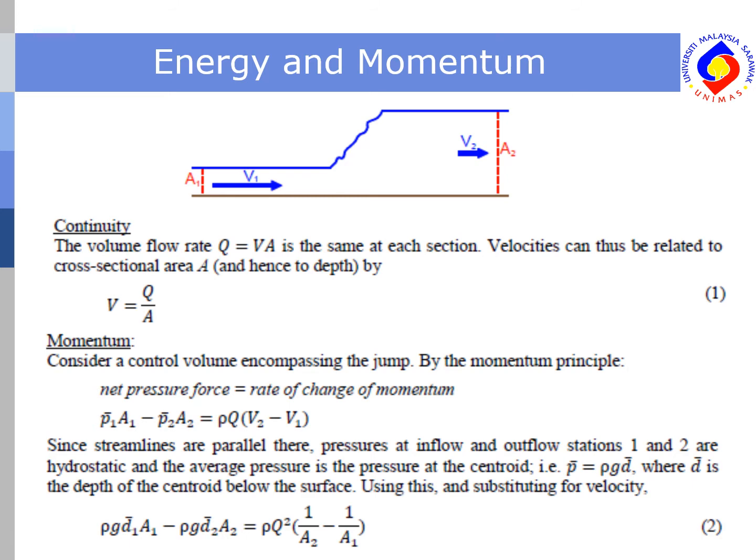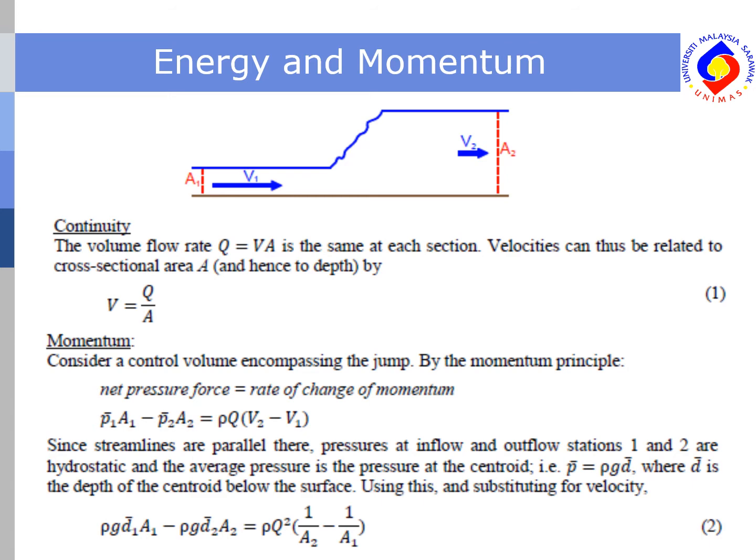This figure here shows the profile for an example of rapidly varied flow. In this profile, at section 1, A1, the flow is much faster and is under supercritical flow, while at section 2, A2, the flow becomes subcritical with the slower velocity. This profile is an example of hydraulic jump.